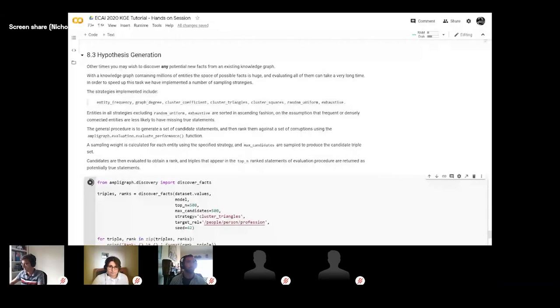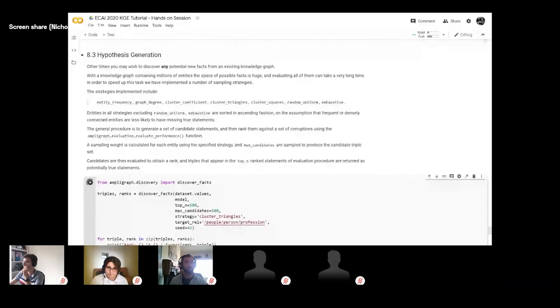So these include entity frequency, where we simply take how frequent each entity is in the graph and use that as our sampling weight. We also have graph metric approaches, looking at graph degree, cluster coefficient, and metrics looking at local graph structures like cluster triangles and cluster squares. Random uniform will simply take a random set of facts or a random combination of entities and relations. And exhaustive will, as I said, run through all possible entity relation combinations. But I do not recommend using that unless you want to wait several weeks for it to run. So probably not appropriate for a Colab notebook.